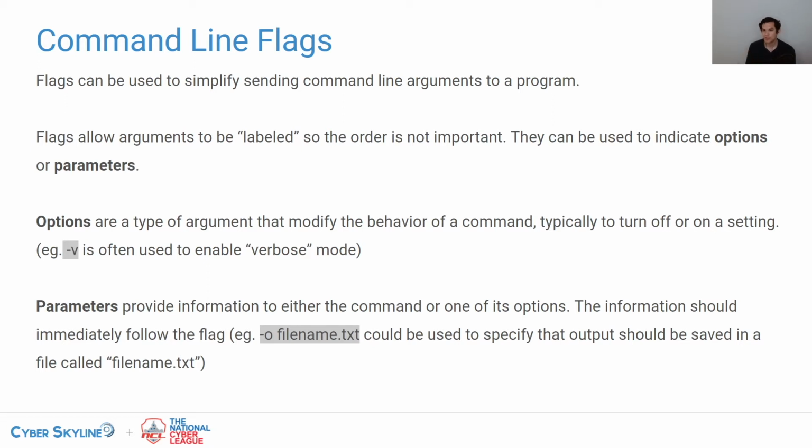And then parameters can be used to provide additional information to an option, right? So in this example, I have -o, a space, and then a file name that follows it. This could be used to specify the output file. I want to turn on the option to output this program to a file, and now I'm going to provide the file name so that the output option knows where to send that data.